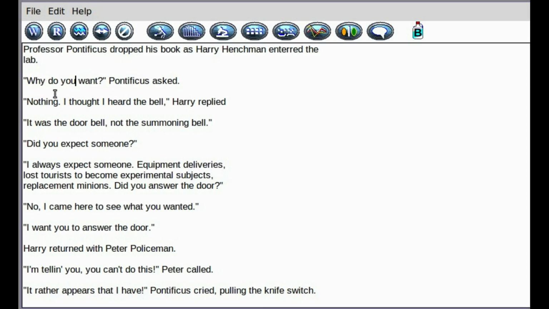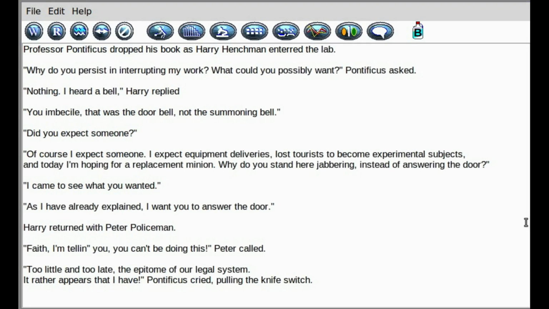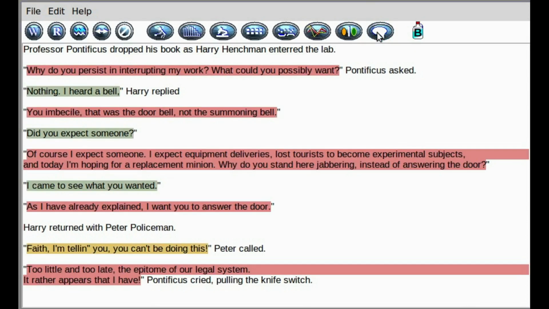Pontificus is a curmudgeonly mad scientist. He should talk like one. Should demean his helper. Use longer sentences with subordinate clauses. Start his sentences with content words. Here's the reworked dialogue. Now Pontificus pontificates. Harry uses short, simple sentences. And Peter the policeman is a fake Irishman.